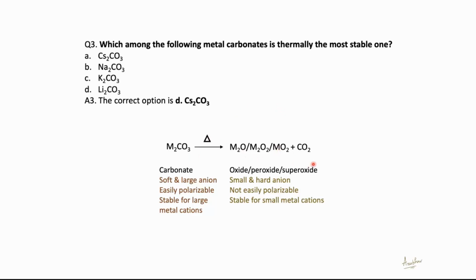So you can say, in the case of M2CO3, whenever the cation is smaller in size, the large anion CO3 2- will not be stable. That's why they readily form the oxide. But whenever the cation size is quite large, the large cation, large anion combination will be the most favorable one. That's why they will be the most thermally stable compounds. That's why cesium carbonate is the thermally most stable one and lithium carbonate is thermally the least stable one among all the alkali metal carbonates.